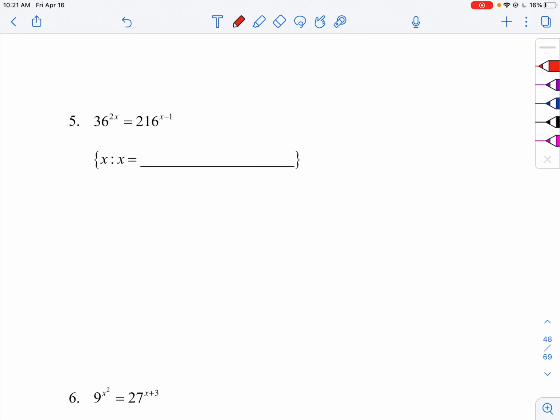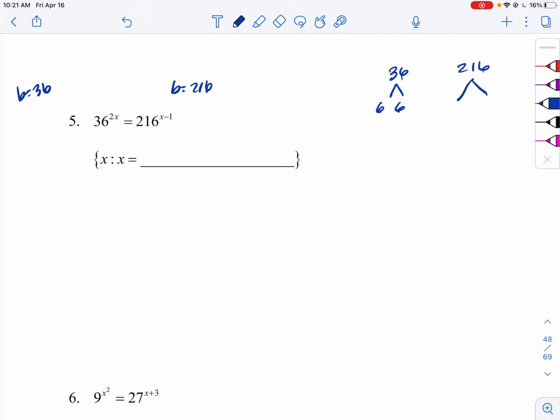Again, the bases are not the same. So we have a base of 36 and a base of 216. So we are going to rewrite this into exponential form. Let's start with 36. What's 36? 6 and 6. So I'm going to leave it that way for now.